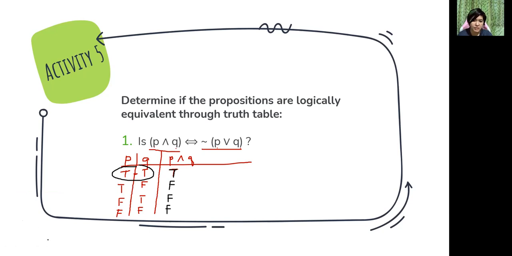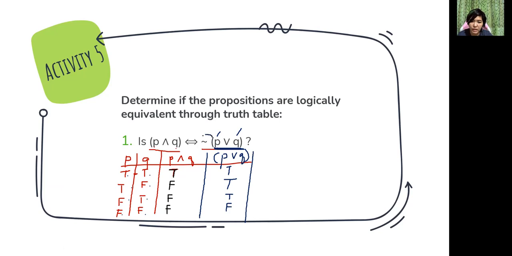Now, let's make this. Itong next part. I'll use a different pen para ma-differentiate natin. Unahin natin itong nasa parenthesis. Meron na tayong P. Meron na tayong Q. What is P or Q? When we say or, maalin sa kanila may true. Okay, let's take a look. Diba, maalin sa kanila may true? Yes. Second? Yes. Third? Yes. Fourth? No. So, false yan.